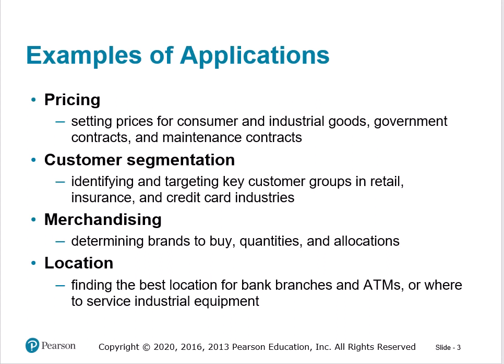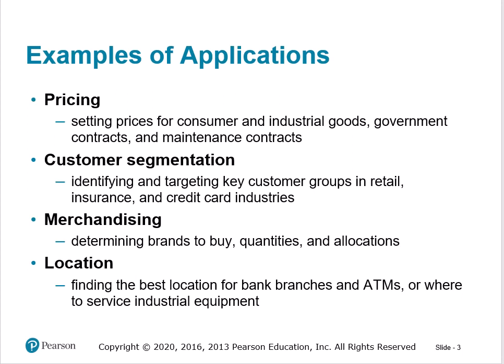Merchandising, this is determining brands to buy, quantities and allocations. How do you merchandise to different types of people? If you've noticed, Rice Krispies is a great example of merchandising. They've got Snap, Crackle, and Pop. They've never had a person on their box, whereas Wheaties had various sports people on their boxes. And that kind of bit them in the butt when a certain sports person who used to play golf got in some trouble.